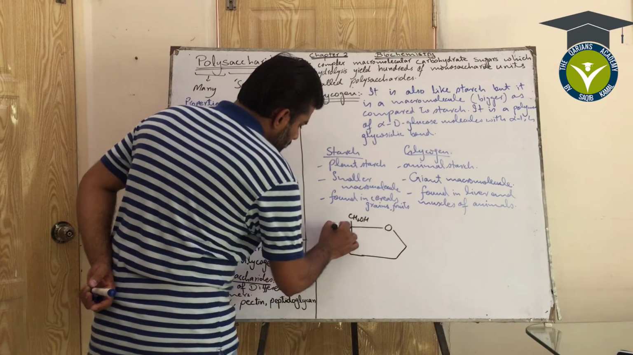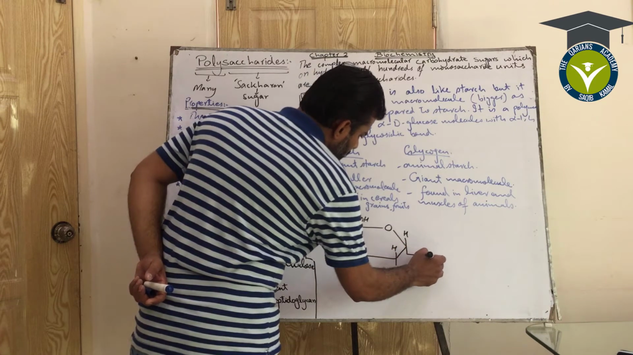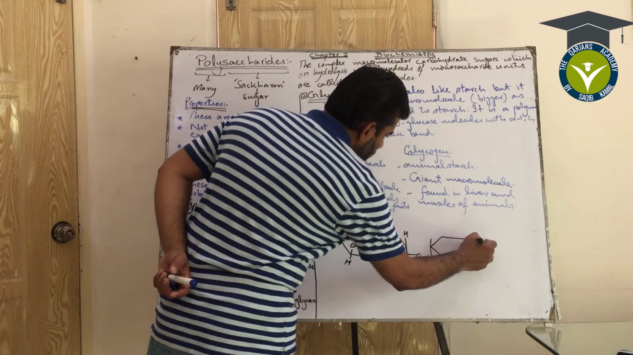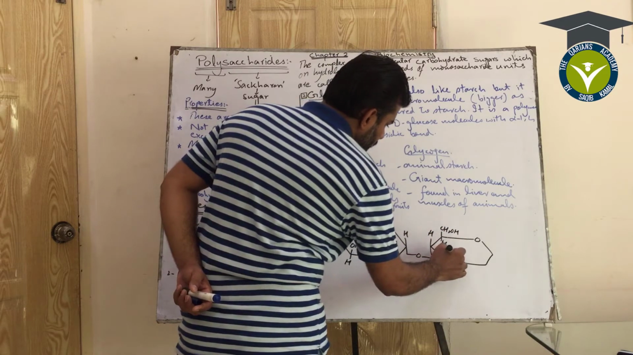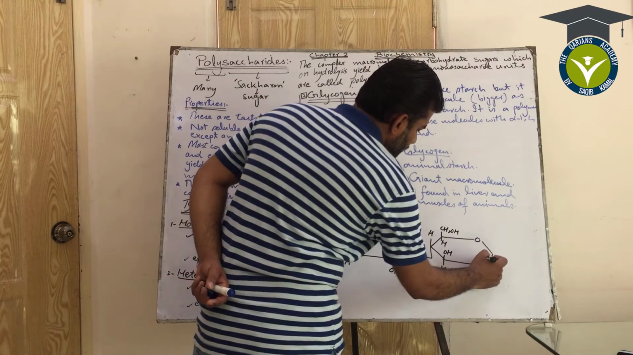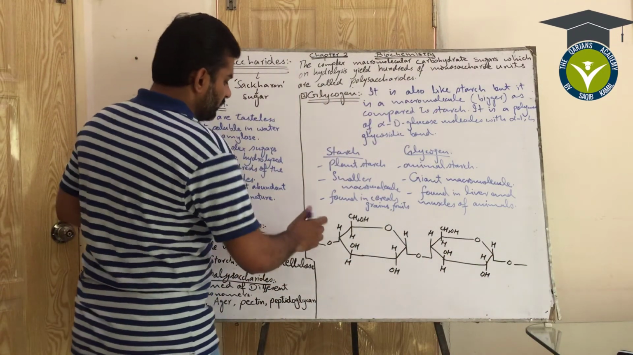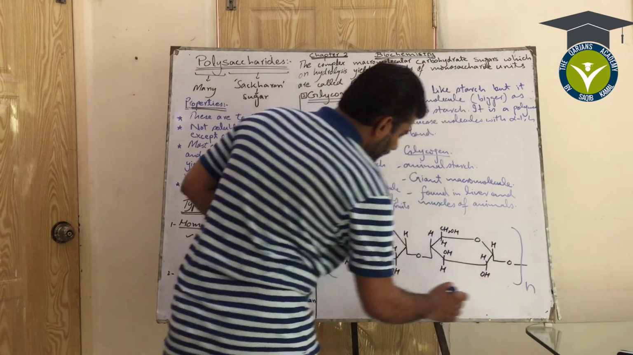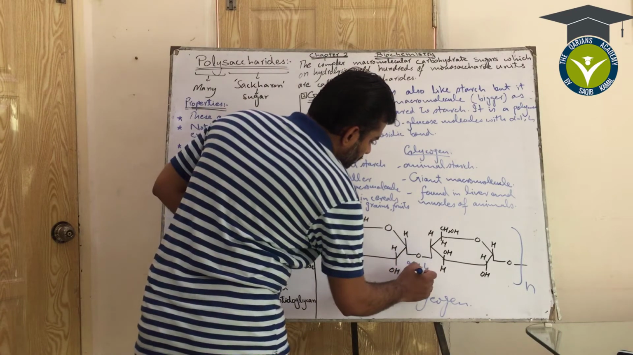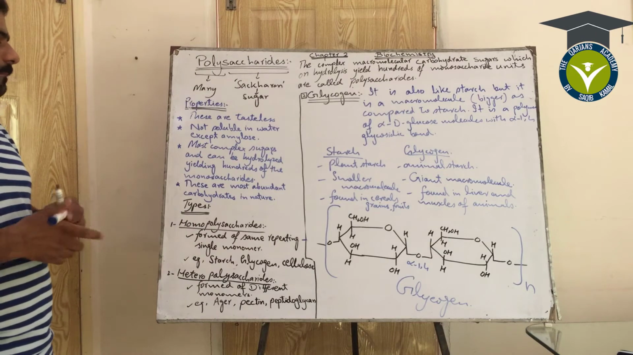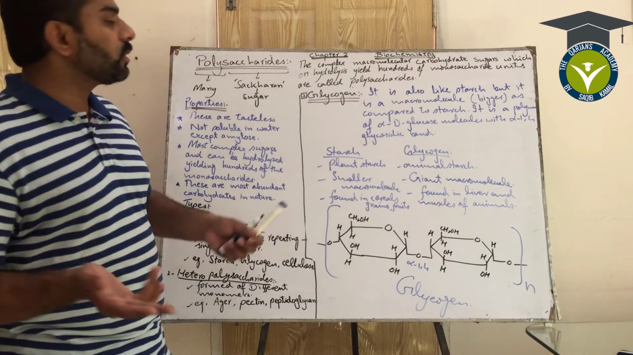CH2OH, H. Each corner represents the carbon atom. This is glycogen having alpha 1,4 glycosidic bond. So the structure of the glycogen as well as the starch amylose are the same, but there is a difference in the number of the monomers.